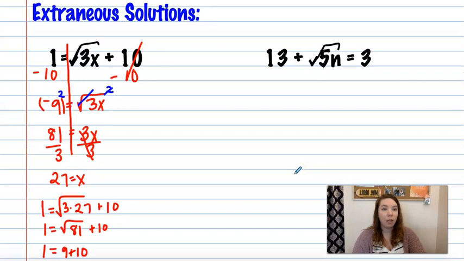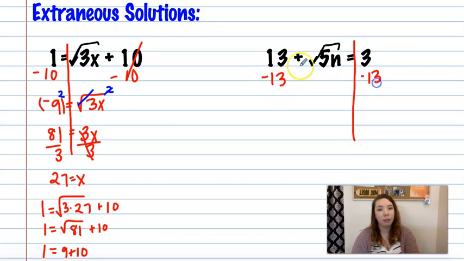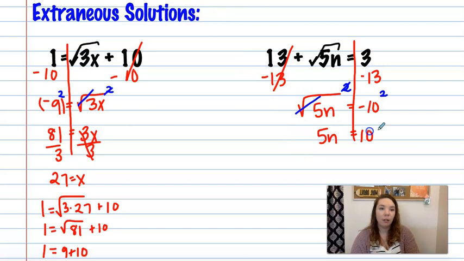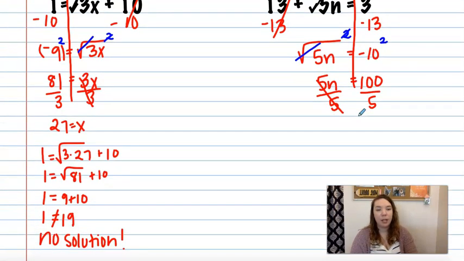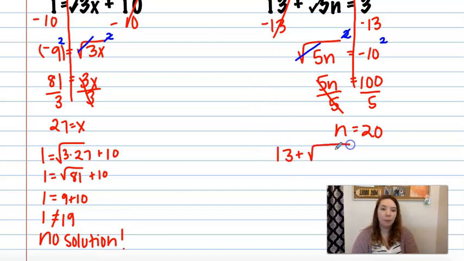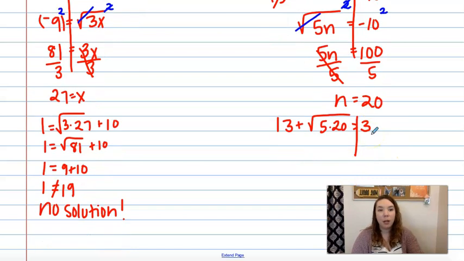Let's do this other one on the right here. The first thing I'm going to do is subtract 13 from both sides, which gives us the square root of 5n equals negative 10. And then to get rid of that radical, I'm going to square both sides, which gives us 5n equals 100. And then I'm going to divide by 5 on both sides, and we end up with n equals 20. But I have to check and make sure that works. So I'm going to plug it back into my original problem. So instead of n, I'm going to plug in a 20. 5 times 20 is 100.